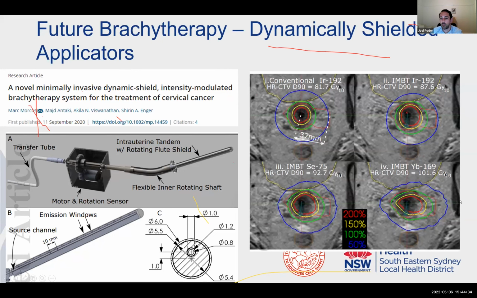And then looking at the application of this with the two different isotopes, if you look at the yttrium value here, we're almost getting complete coverage of the target with this 100% isodose now, and we're actually minimizing the dose to the bladder. So if you compare the conventional dose to the bladder here versus what we're seeing down here on the bottom right, we're seeing a huge increase in plan quality. And a really nice application of this might be for a gynecological treatment where you need to minimize the number of interstitial needles that you might be required to use.